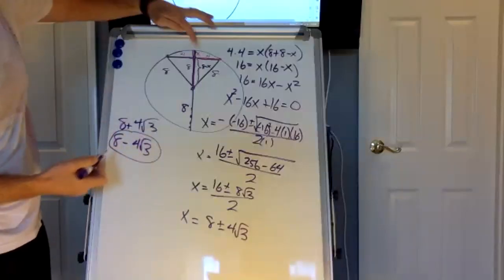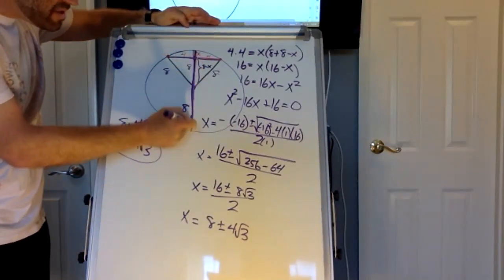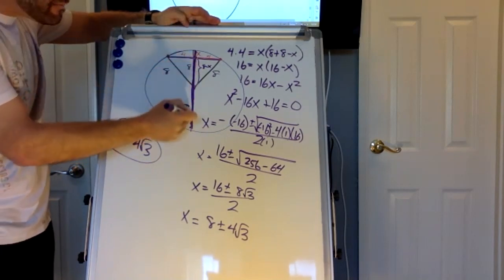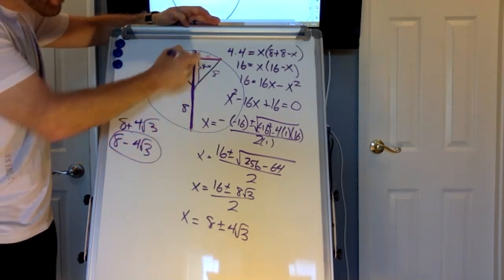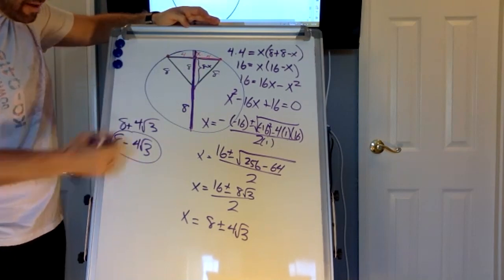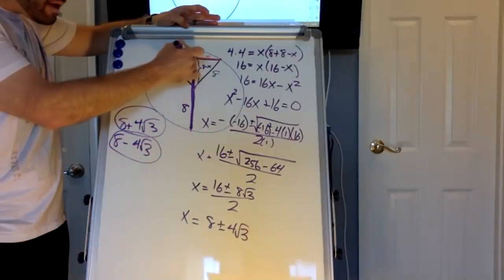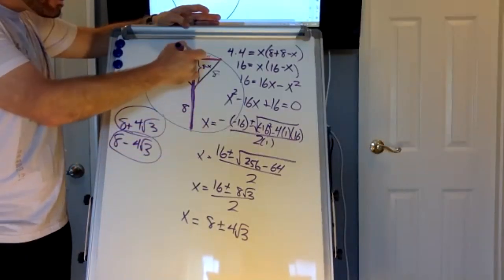Although it cannot be x, what it is is this entire distance here. This is the other unknown piece, right? Oh, as in the diameter, not minus x. Remember, this is 8 plus 4 rad 3. That's what this piece is.